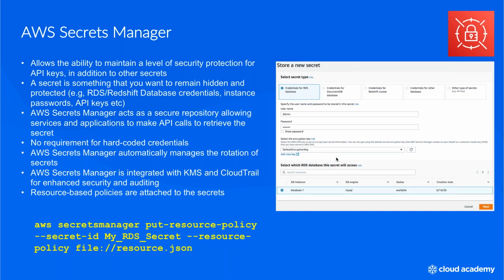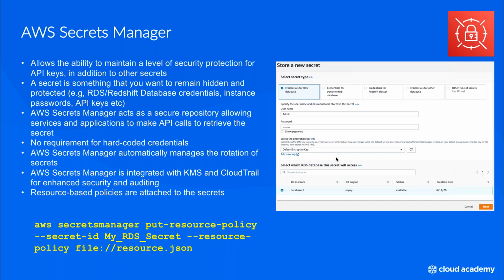Okay, moving on to AWS Secrets Manager. So what is it? It allows the ability to maintain a level of security protection for API keys in addition to other secrets. Now, you might be wondering, what is actually considered a secret. Within Secrets Manager, a secret is something that you want to remain hidden and protected instead of being available as open access to anyone to read it.